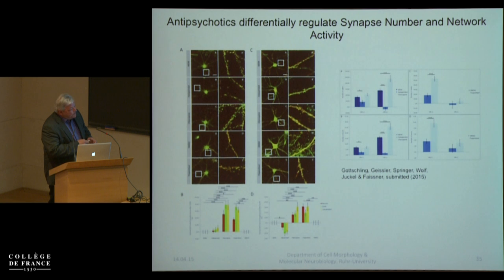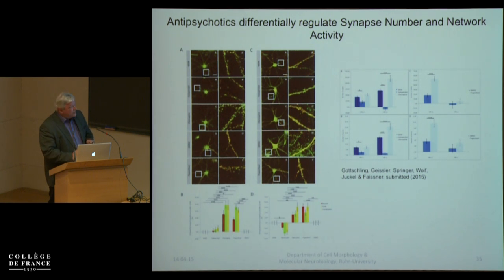I do not have time to go into that, but we have also looked at network activity under these conditions using multi-electrode arrays, which can also be carried out using our co-culture model. And there too we have seen an increased activity.